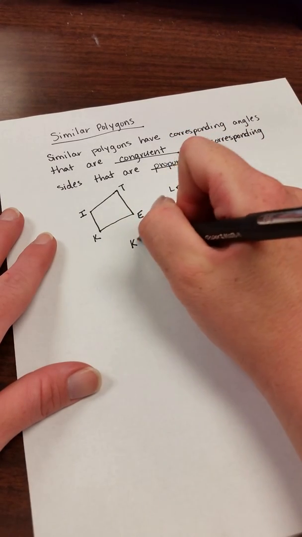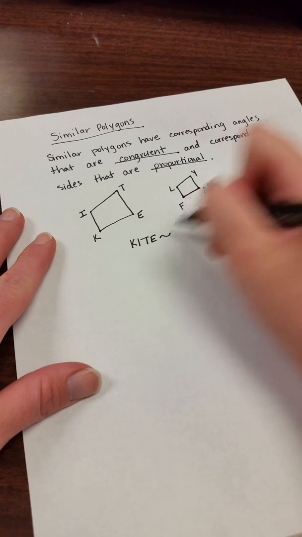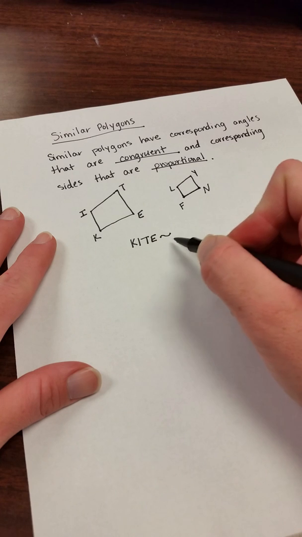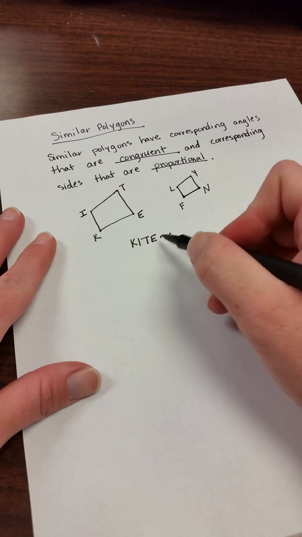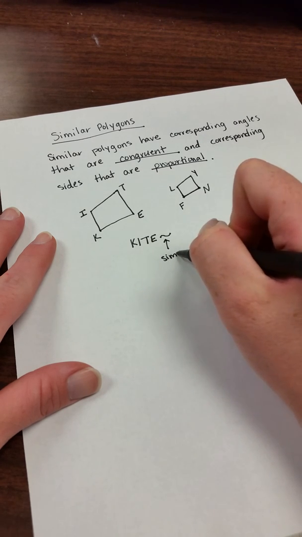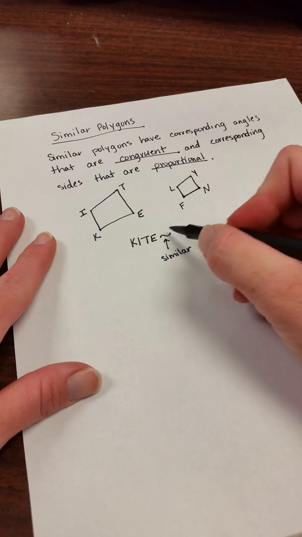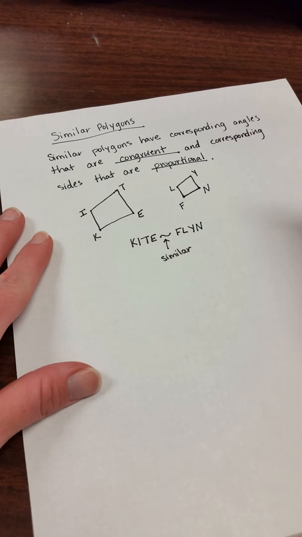So if I write KITE, and I use this squiggle. Now remember from congruence, what the symbol for congruent was an equal sign with a squiggle over it. Well, now that they're not equal, we're just going to use the squiggle. So that symbol right there means similar. So write that in your notes. So we're going to say KITE is similar to FLYN. KITE is similar to FLYN.